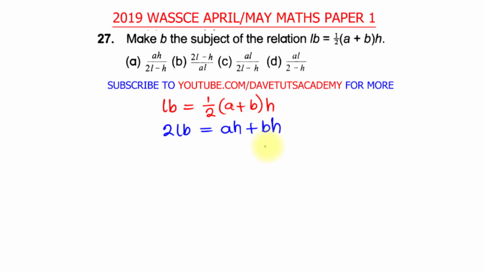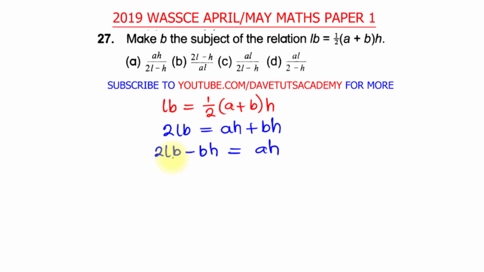Now, to make B the subject of the formula, the ideal thing for us to do is to ensure that B is on one side of the equation. So I'm going to move all the expressions that involve B to the left hand side. Here we have B and here we have B. So let this BH move to the left hand side. In that case we have 2LB minus BH is equal to AH.